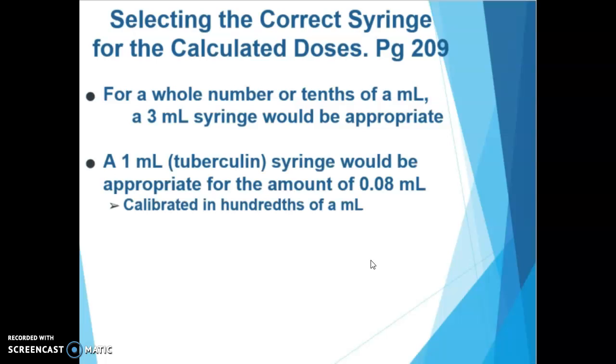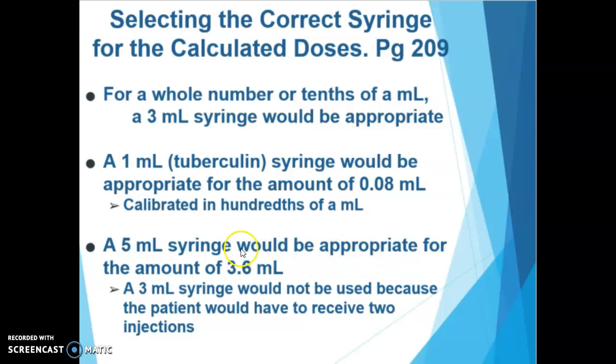If you would use a 1 ml syringe, that tuberculin syringe could be appropriate for an amount of, say, 0.08 milliliters. Anything less than 1 ml, we can use a tuberculin syringe on. And we can calibrate it into hundredths of milliliters, so 2 decimal places. Now, we would have to use something bigger for, say, like a 3.6. You can't use a 3 ml syringe for that. You'd have to use something bigger, like, say, a 5 ml syringe.